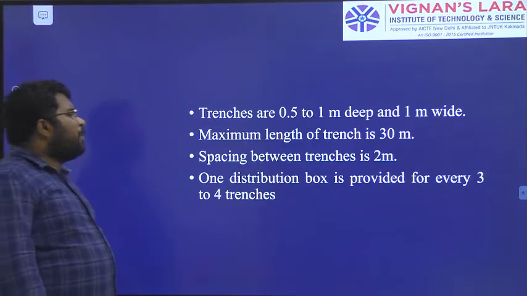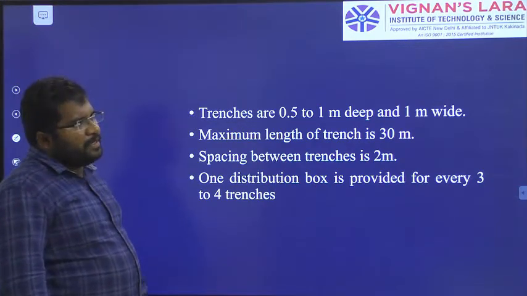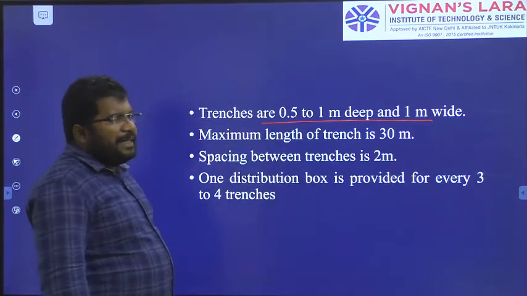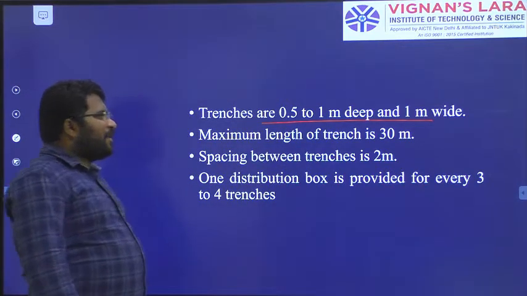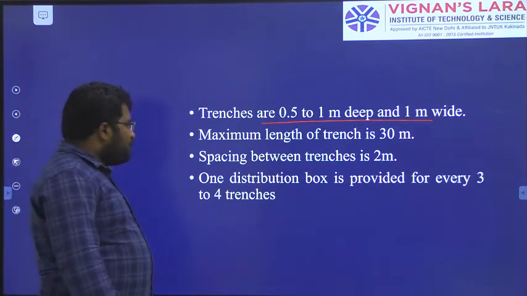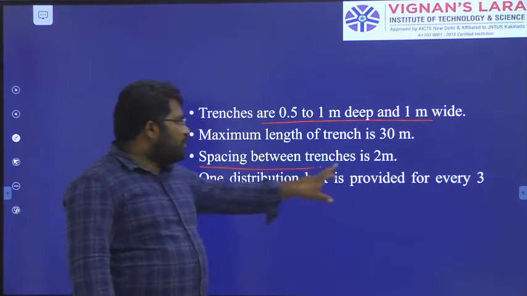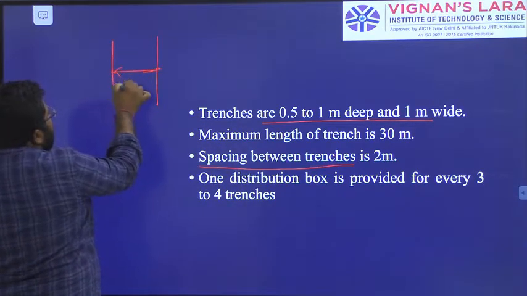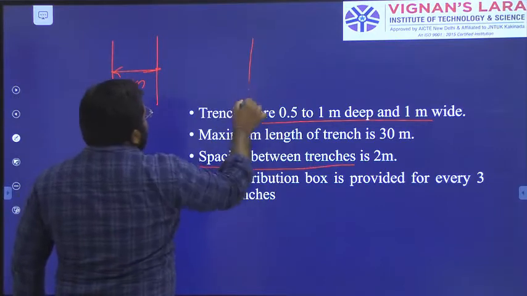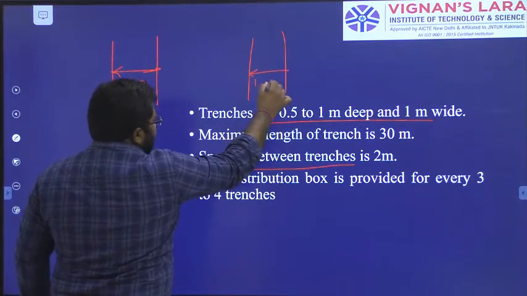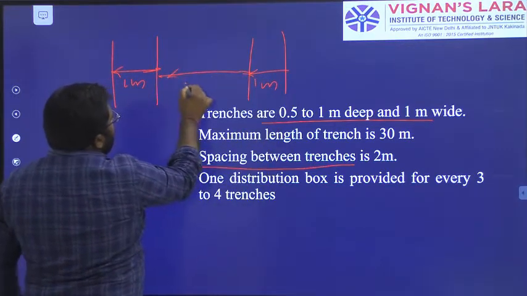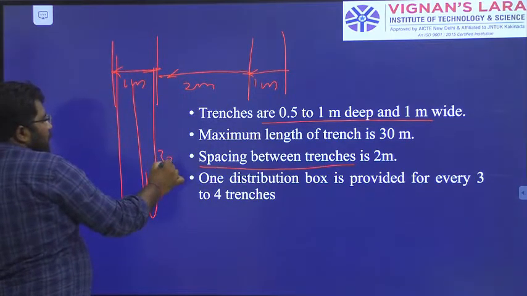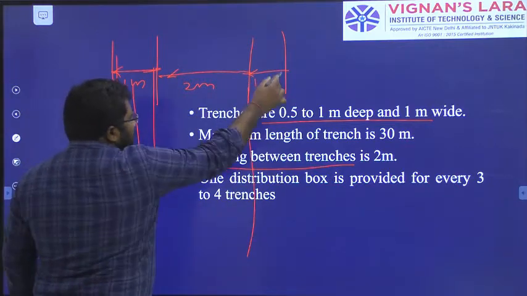Trenches are 0.5 to 1 meter deep and 1 meter wide. These are the dimensions. The maximum length of a trench is 30 meters. Next, the spacing between trenches is 2 meters. That means if we have a trench 1 meter wide and another trench 1 meter wide, the spacing between these two is 2 meters, and the length will be a maximum of 30 meters. So we have trenches like this.